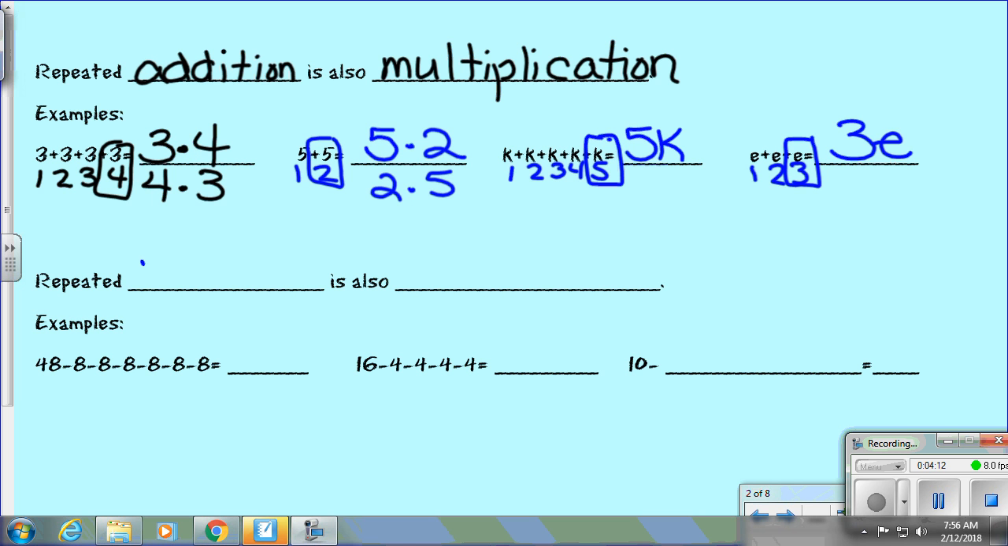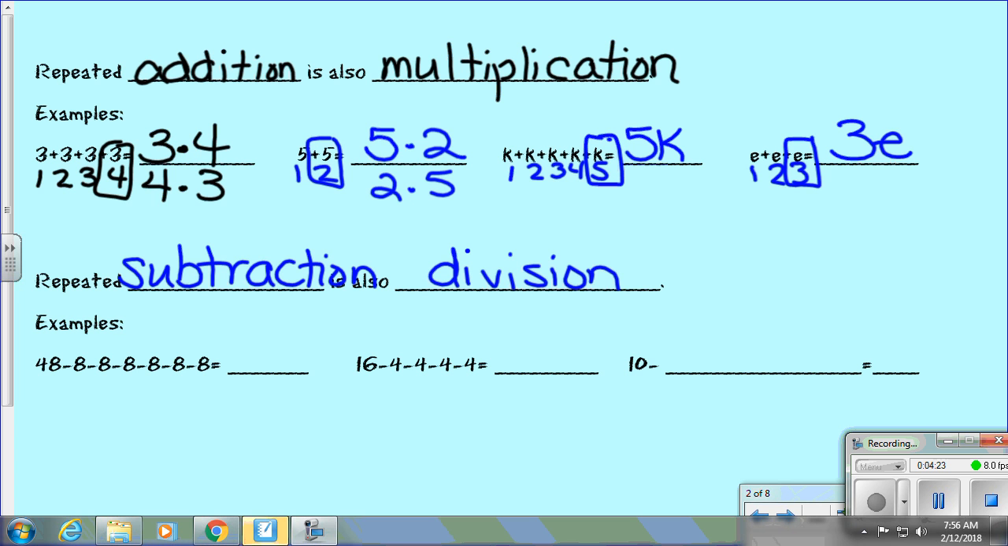Okay, repeated subtraction is also called division. Notice how none of these problems have actual answers. I didn't add anything, I didn't multiply anything. All I did was rewrite it by applying the repeated operations. So 48 minus 8 minus 8 minus 8 minus 8 minus 8 minus 8. So I'm going to count how many 8s there are.